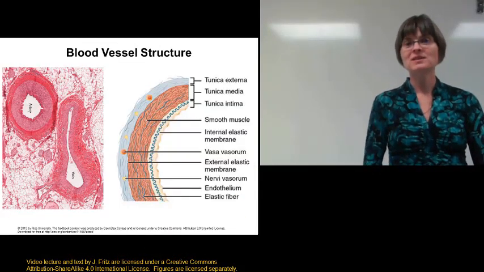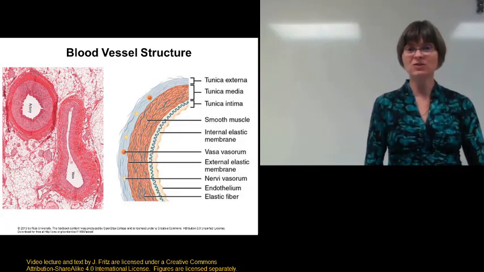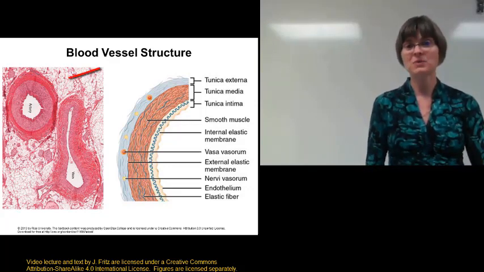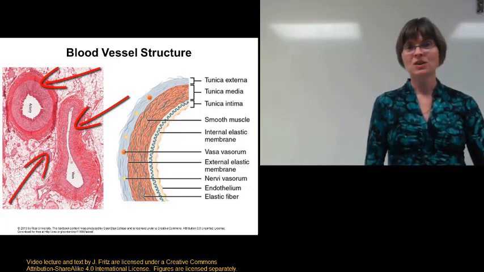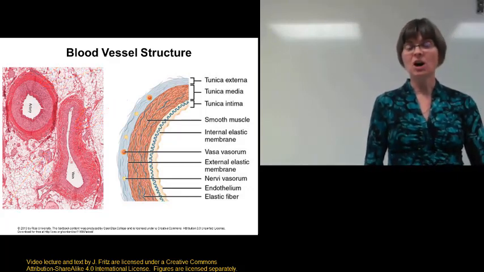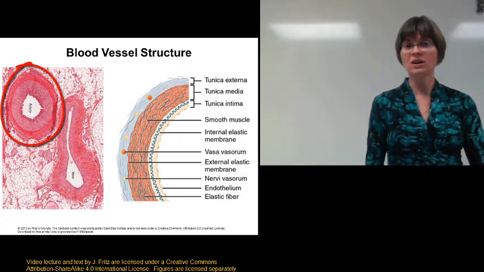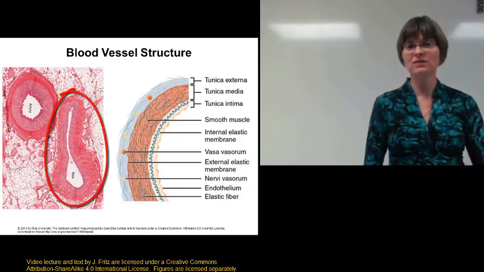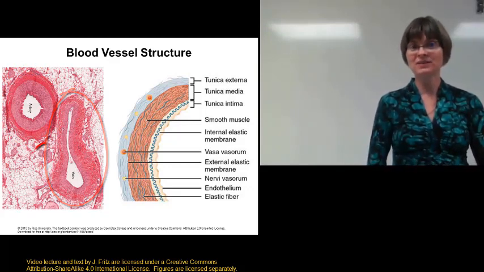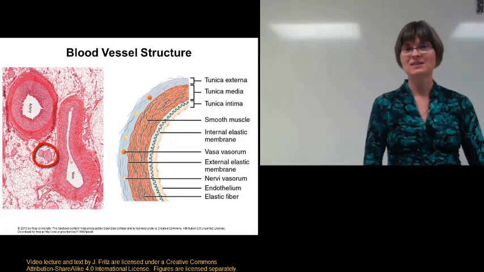In this slide, you can see microscopically a cross-section through an area of the body where we have an artery and a vein and a nerve all bundled together. So here you can see the artery that has a thicker wall that maintains a more round cross-section. And here the larger vessel with the thinner wall is a vein, and then this one, the one that doesn't have an opening in the middle, this is a nerve.